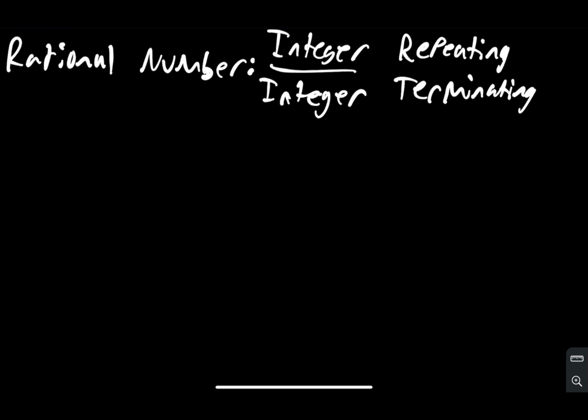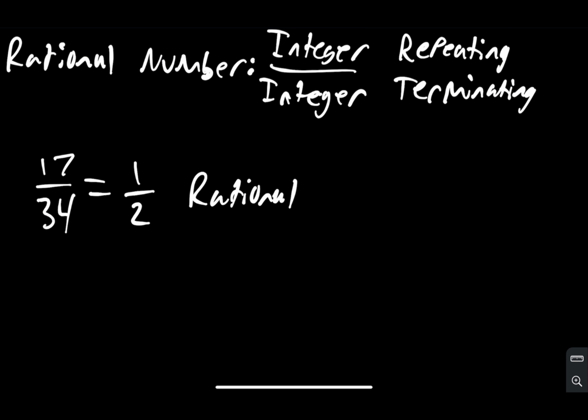Now let's try a number like 17 divided by 34. 17 divided by 34 is already in that form of integer over integer. We can also simplify 17 divided by 34 as 1 divided by 2. So we know that 1/2 is a rational number. 1 is an integer, 2 is an integer, and it's in that form, so we know it's rational.